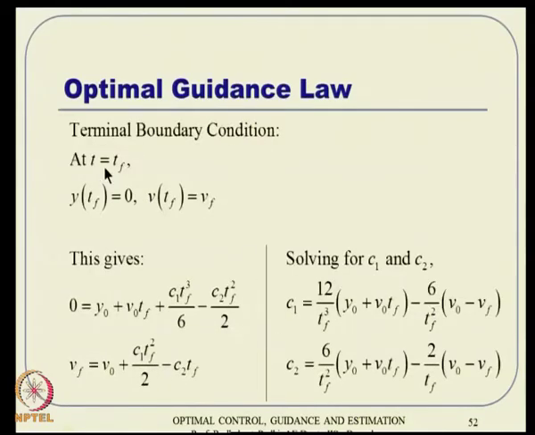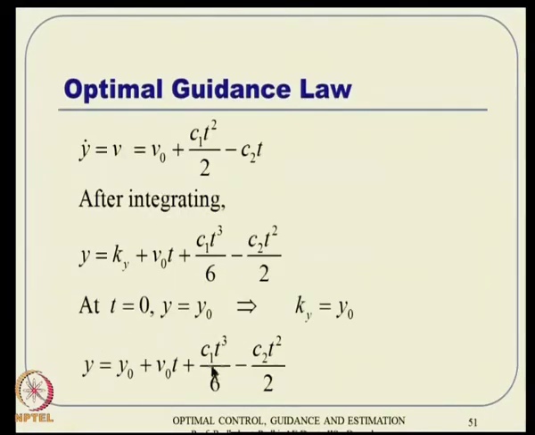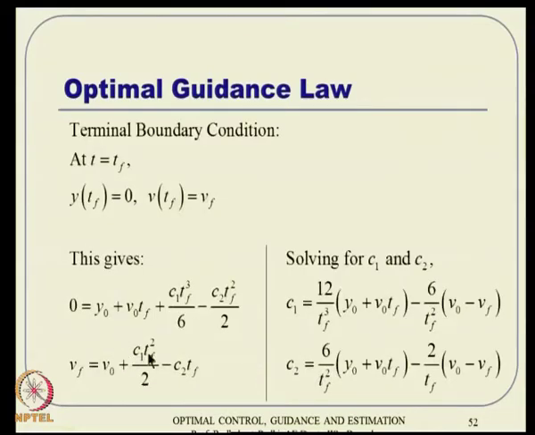Now, we are ready for applying the terminal boundary condition, which is given in terms of Vf and Yf actually. So, at t equal to Tf, y of Tf is 0 and v of Tf is Vf, that is what is given as the constraint for the problem. So, that means when you substitute this in this expression and that expression, we will end up with these two equations. Now, there are two equations and two unknowns, C1 and C2. So, we can always solve for this, and after solving we will get something like this actually.